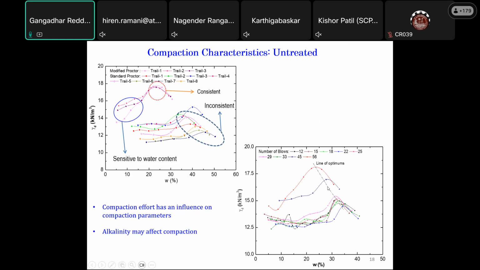It shows that the red mud is susceptible to energy, and the chemicals which are present in the red mud are absorbing more energy. If at all you want to use this material in the field, you need to go to a minimum number of blows. You can calculate what is the energy needed for the 45 number of blows or 56 number of blows, and based on that we can apply it in the field.